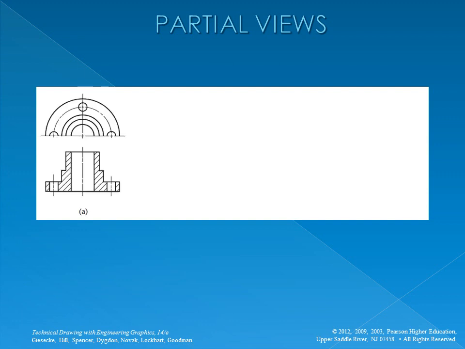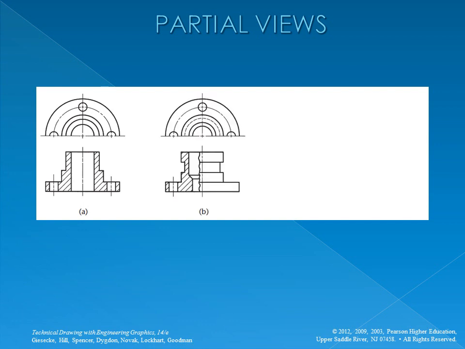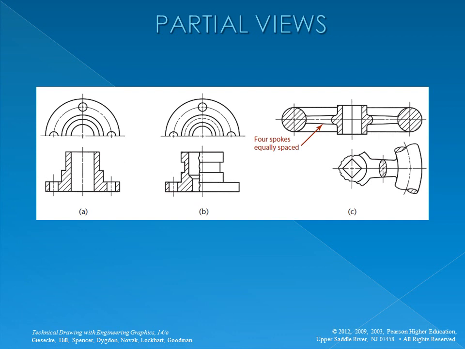If space is limited on the paper, or to save time, partial views may be used with sectioning. The section view, combined with the partial main view, provides all the information required. Another method of drawing a partial view is to break out much of the circular view, retaining only those features that are needed for minimum representation.